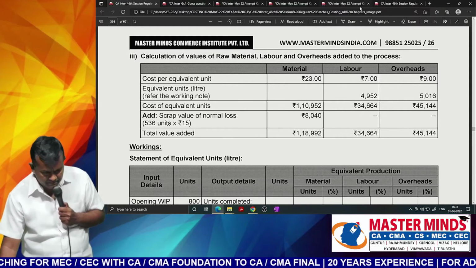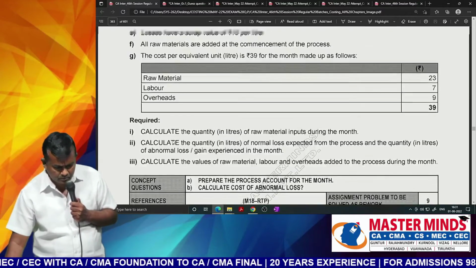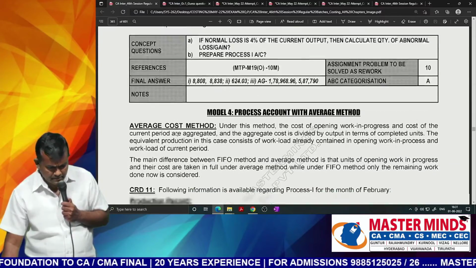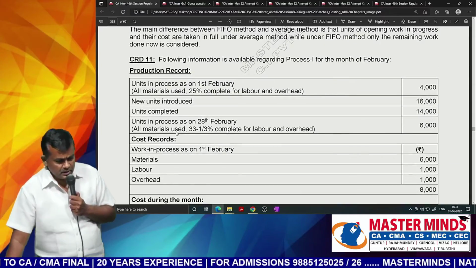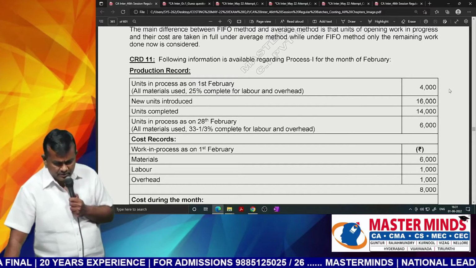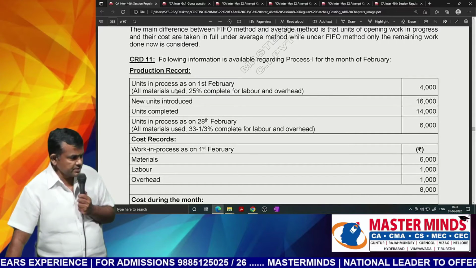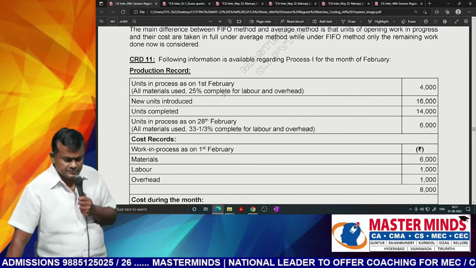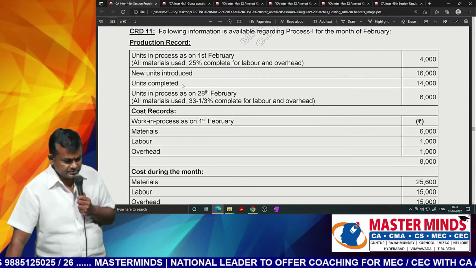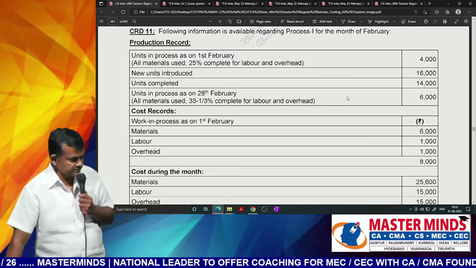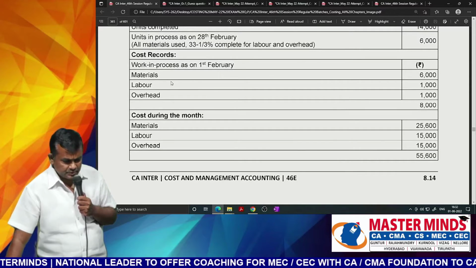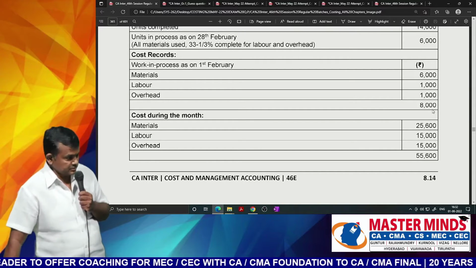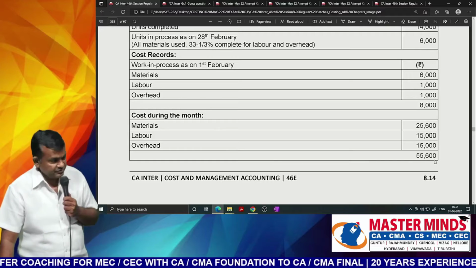CRD 11. Here also, units in process on 1st February: all materials used means 100%. Labor and overheads means conversion cost, so 25%. Number of units introduced, units completed, units in process. Cost records: work in progress on 1st February, cost already incurred for opening work in progress is 8,000 rupees. Cost incurred during the month is 55,600.